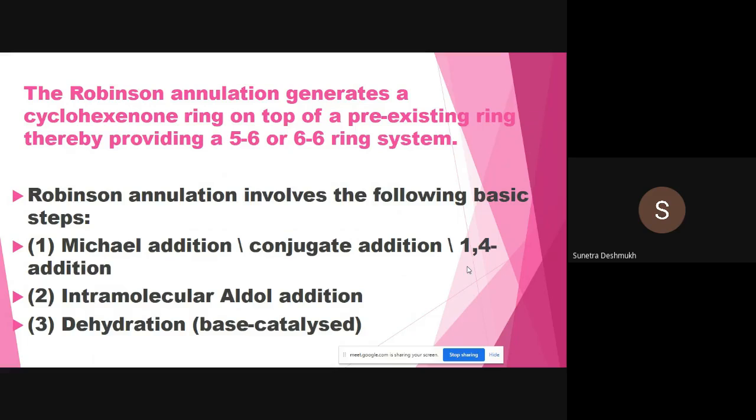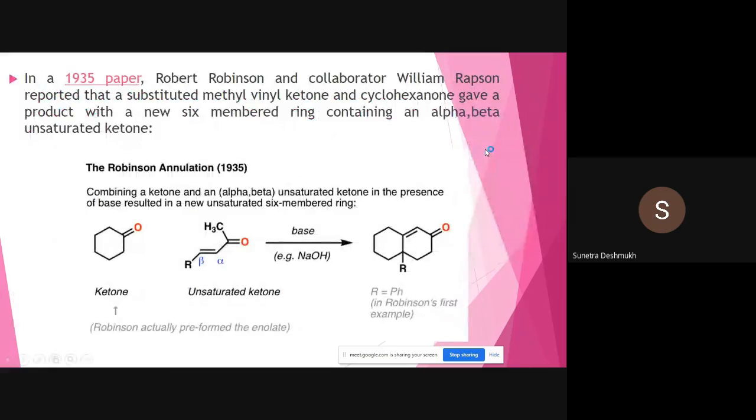So this is very important in the case of alkaloid synthesis or steroid synthesis, where we need to synthesize very big molecules. So in that case this annulation reaction is very important. We'll see the application of the Robinson annulation at the end.